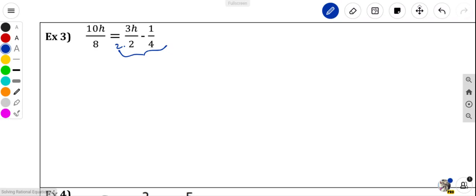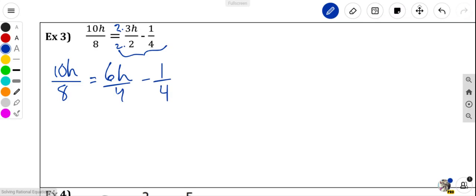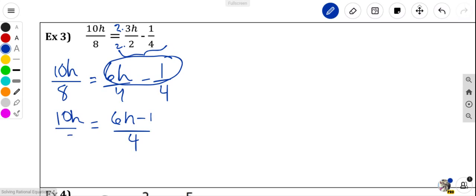So we're going to multiply this left one, bottom and top, by 2. So this becomes 10h over 8 equals 6h over 4 minus 1 over 4. Then we have to combine these. 6h and negative 1 actually are not like terms. So we're just going to rewrite this as 6h minus 1 over 4. And then over here we have 10h over 8.